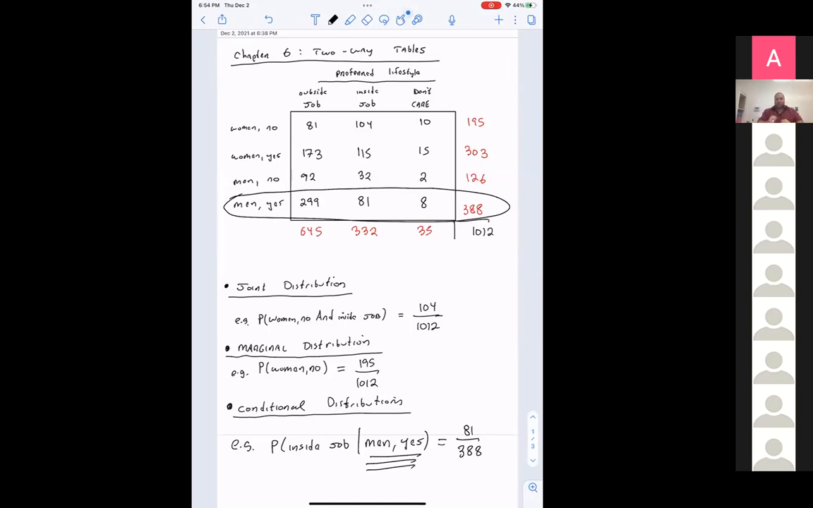And then given that we're in that row, if I want the likelihood of somebody wanting an inside job, well, 81 of those 388 people want that job. Does that make sense? Yes. So how many conditional distributions are there in this problem?